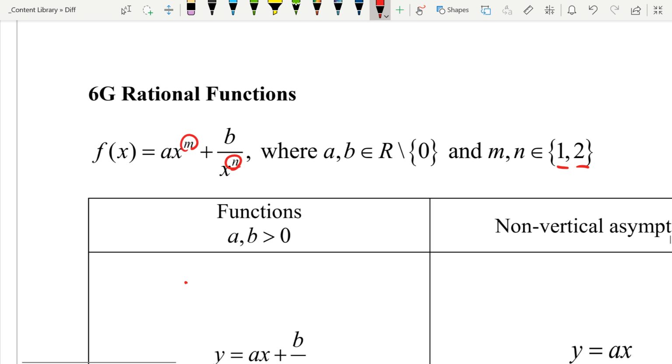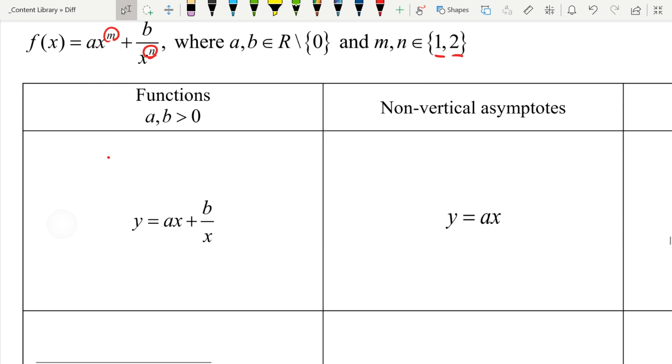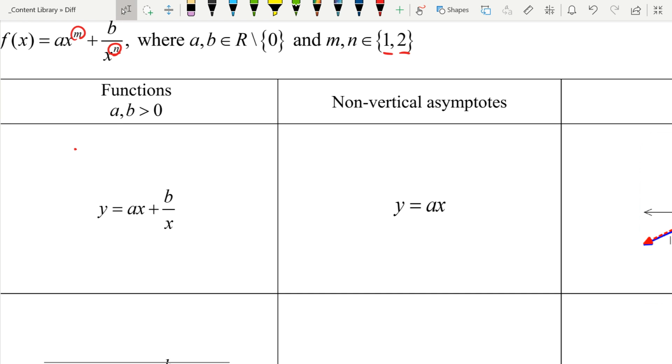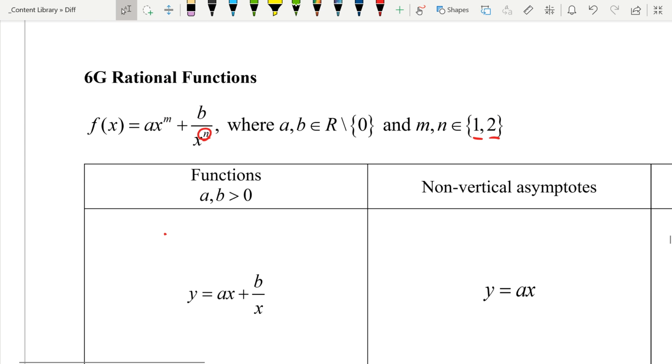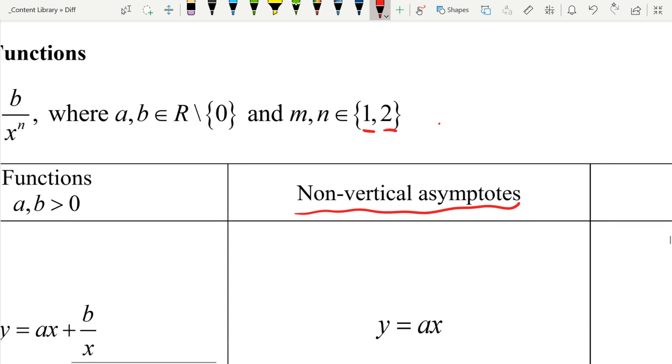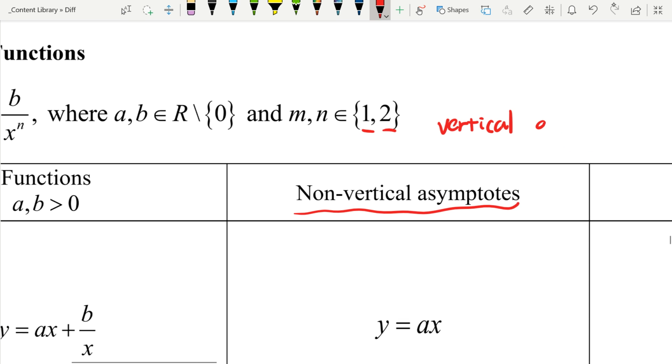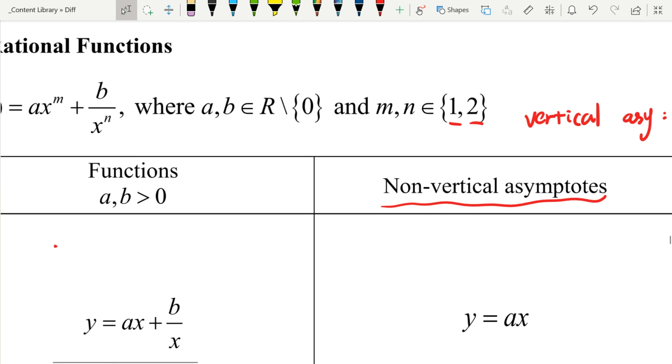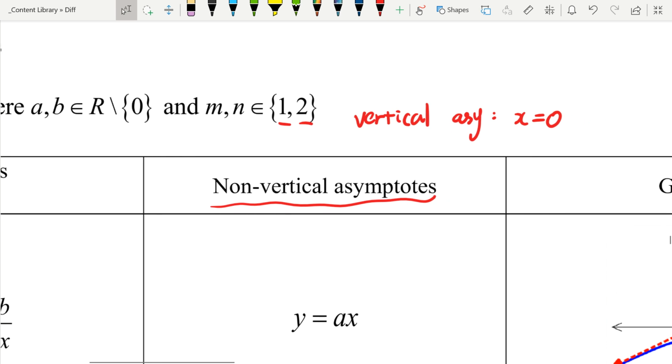So this is this type of function, and I summarize all the shapes for you. I'm not requiring you to remember them. More importantly, we talk about how we sketch it. First of all, you need to know the non-vertical asymptotes. We need to have the ability to figure out the non-vertical asymptotes. So what's the vertical asymptote for this type of function? X equals 0. The vertical asymptote is always x equals 0. It's the same for all the functions because the denominator is x to the power of 1 or x to the power of 2. The denominator can't be 0. That's why you have x equals 0 as your vertical asymptote.